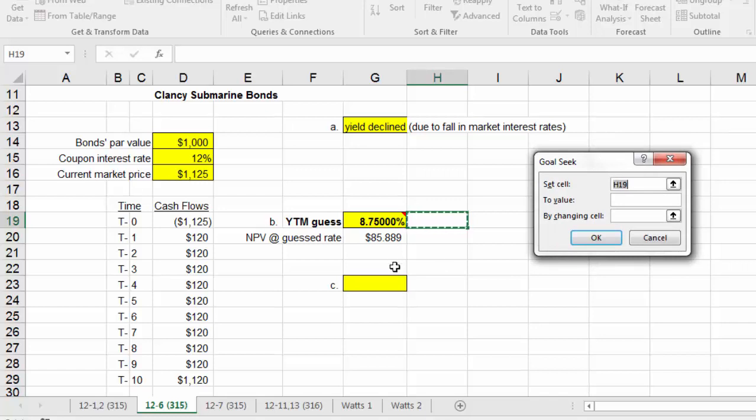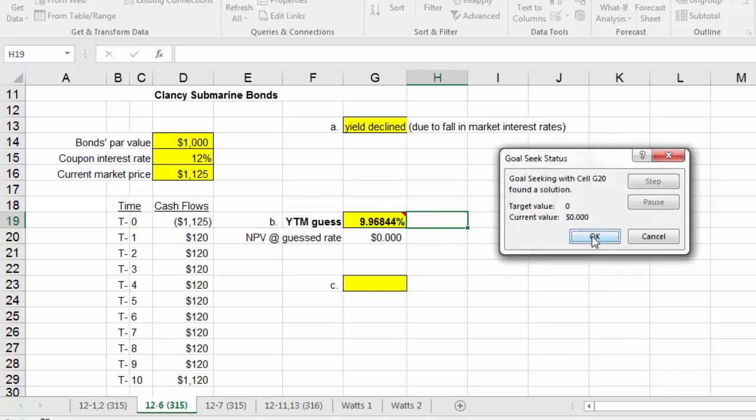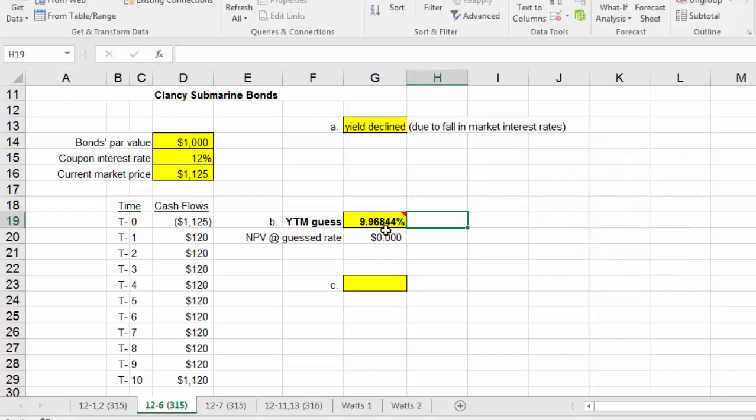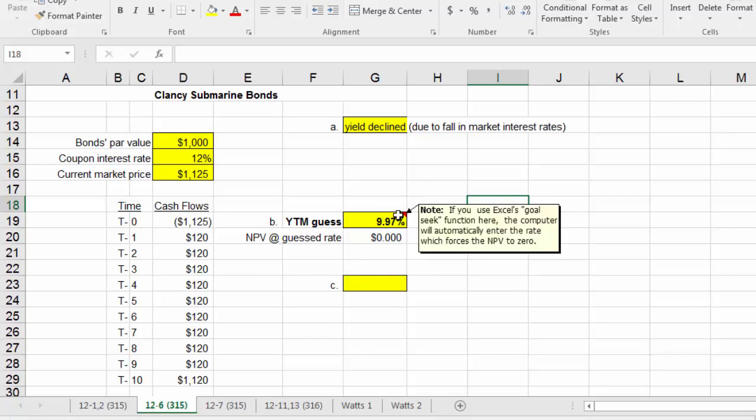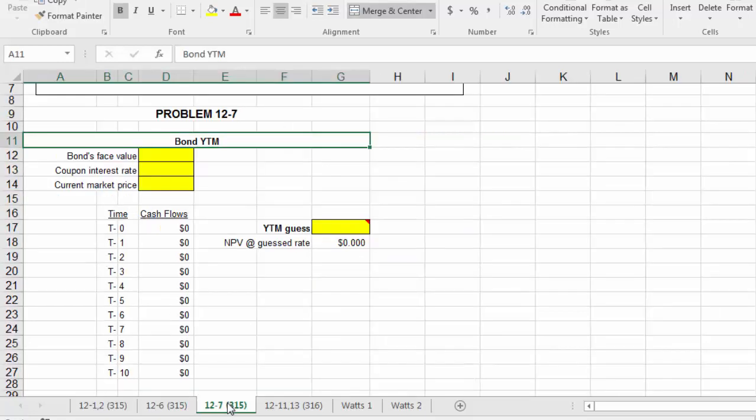We want to set our net present value to 0 by changing that, and Excel will just do an iterative guess and check trial and error process and rapidly solve for us a yield to maturity of 9.968%, which we could round up a little bit, 9.97%. Okay, so use that Goal Seek procedure. If you're not familiar, the note here on the cell tells us how to do that, and you can go back and rewind the video, watch me do that again, and you can apply the same procedure to problem 12.7.